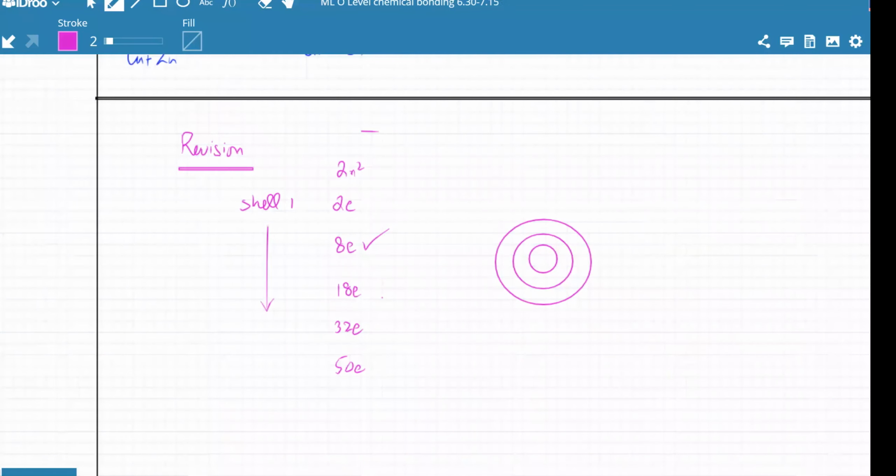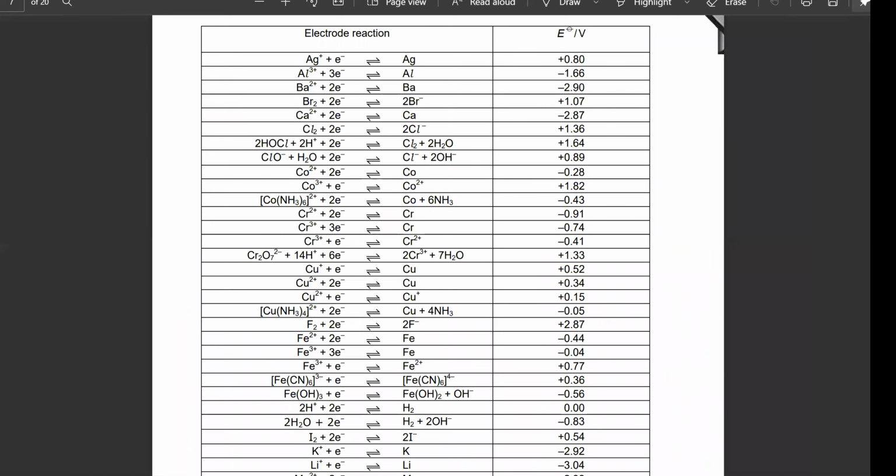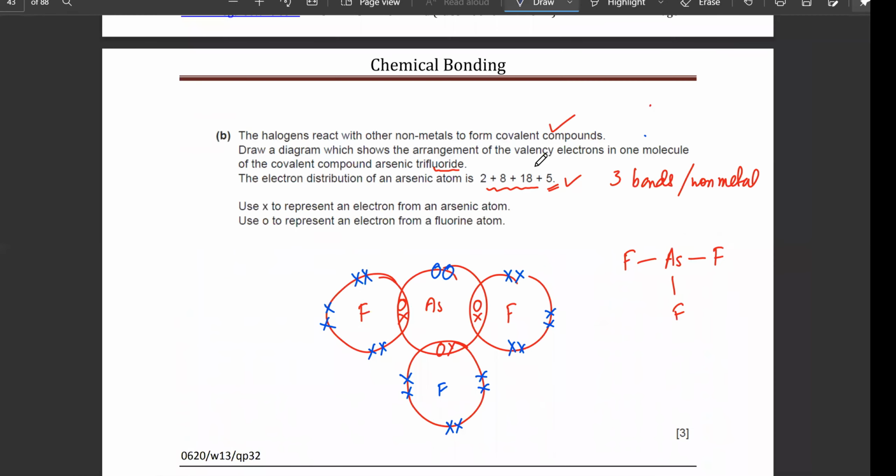Which is why, look at arsenic over here. It's in the fourth period. In the fourth shell, the maximum number of electrons would be 32. So if you go and have a look at arsenic, this shell can have a maximum of 32 electrons. Is that clear? Yes, sir. But you don't have to worry about it, just don't get confused with 18. Is that clear? Yes, sir.